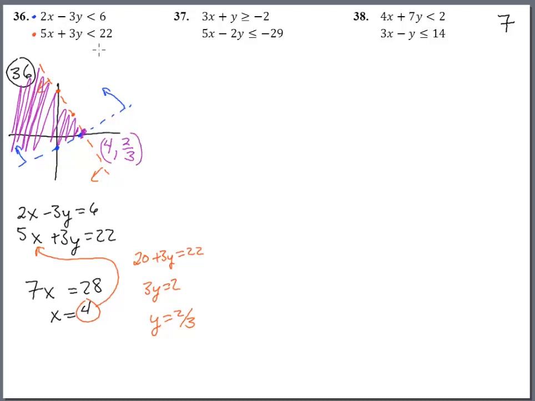Number 37. Let's get our graph here. And we get blue guy right there. 0, negative 2. About right there. And it looks like a negative 3 is our slope, so down 3 over 1. And that looks like a solid line.